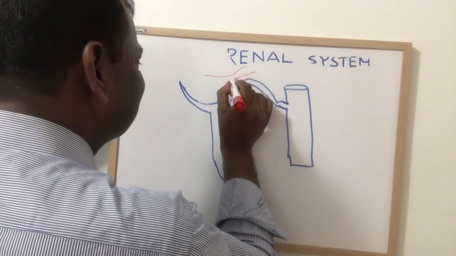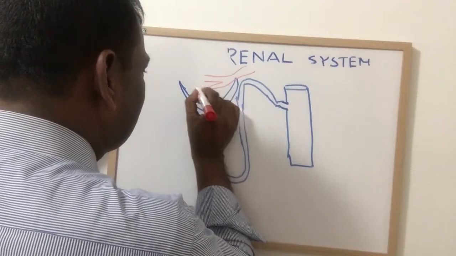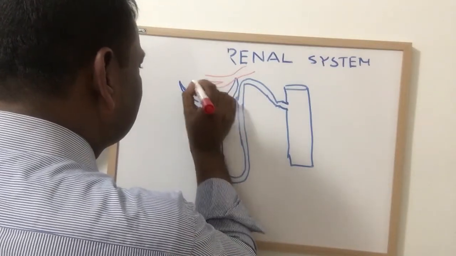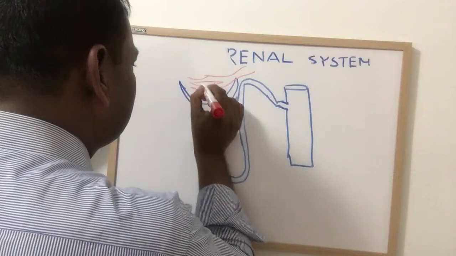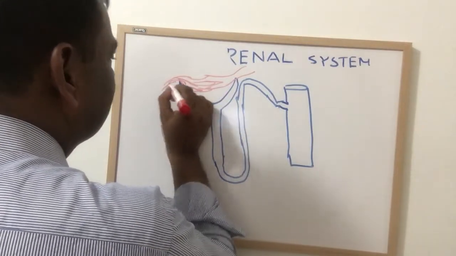This is efferent artery, breaks down into efferent arteries, very highly vascular here, this area.